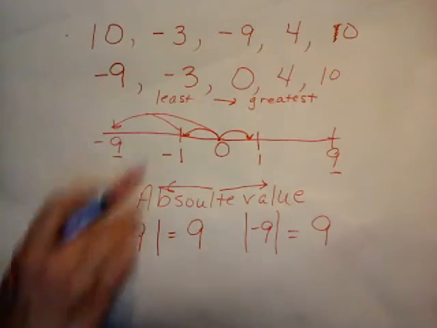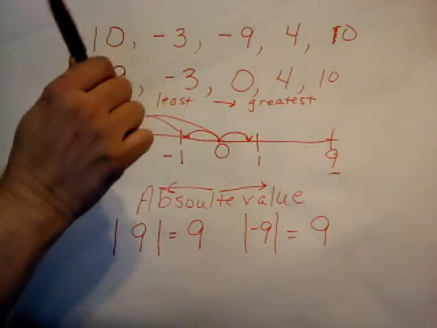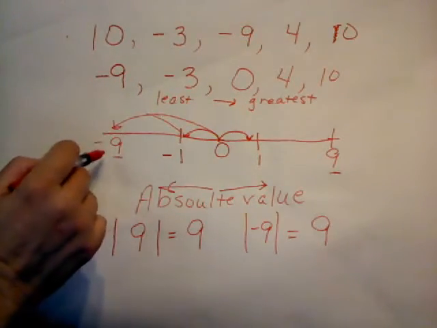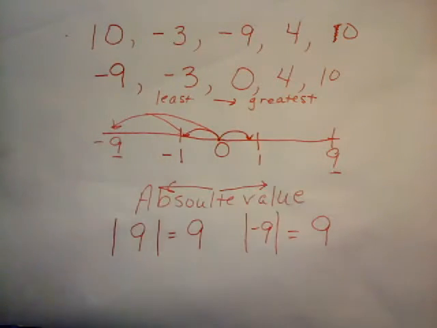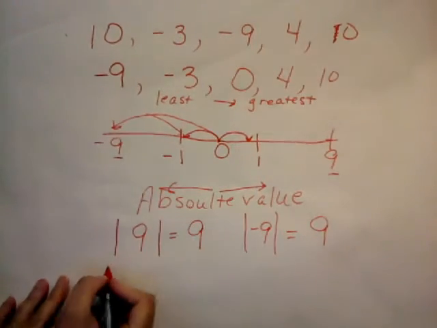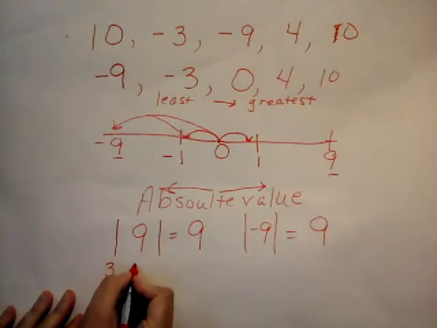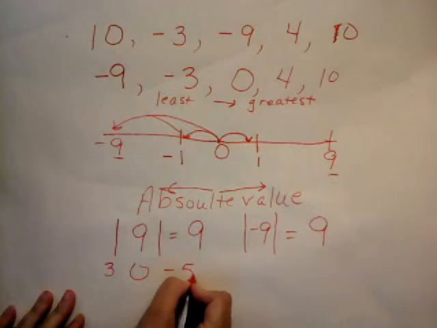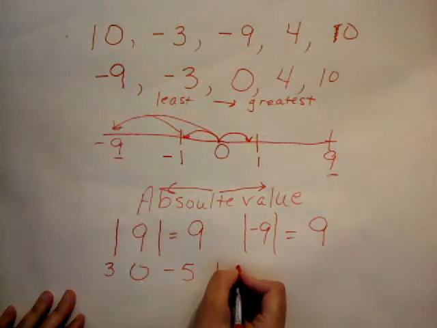It is, however, different up here. If I was putting them in order, -9 would be smaller and 9 would be greater. But their absolute value is the same. Okay. Now, let's look at number 1. Number 1 has 3, 0, -5, 1, and 4.